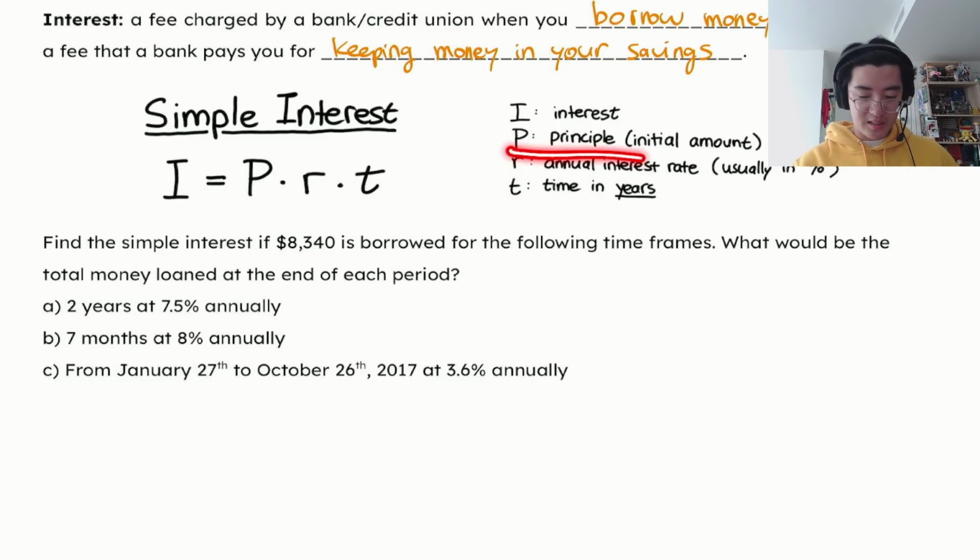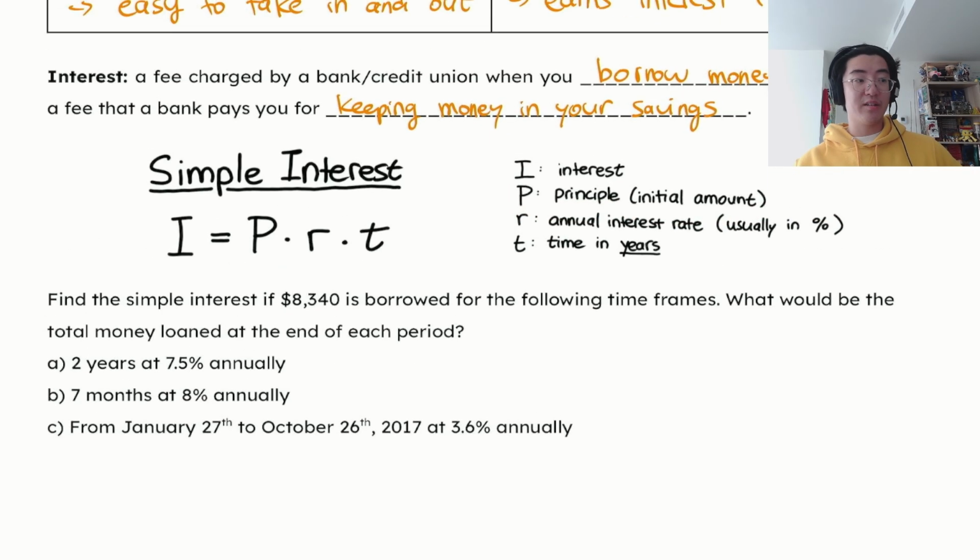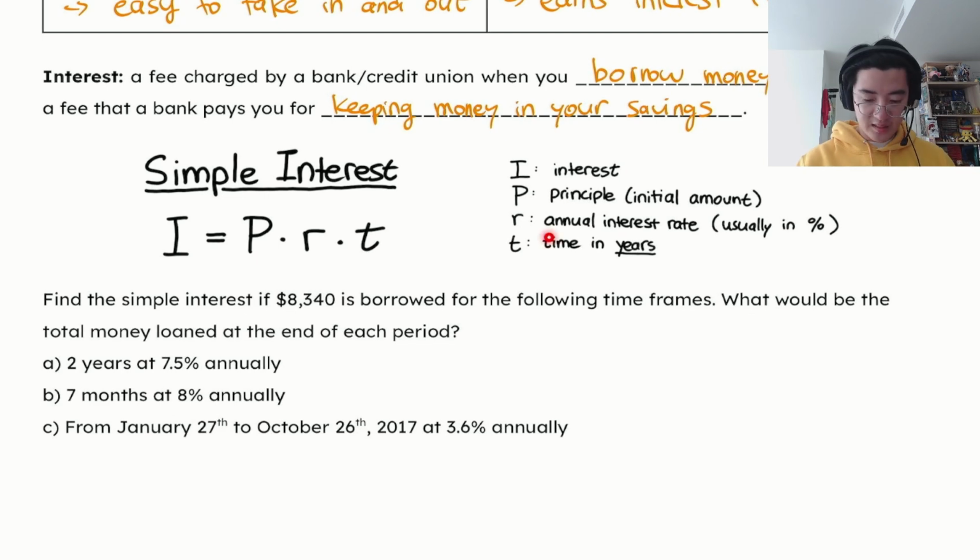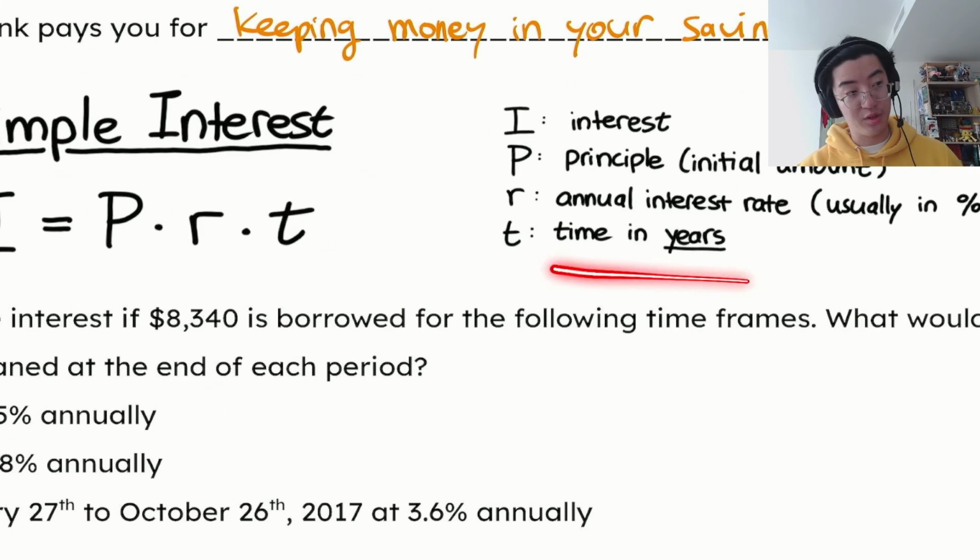You got the principal here. That's the initial amount you give the bank or the initial amount you have to borrow. The annual interest rate is usually in percentage, in the form of a decimal. That's the actual interest amount. The higher the better, or the higher the more money you get, or the higher the more money you have to pay out. And then T is time in years. Very specifically, it's always going to be in years.